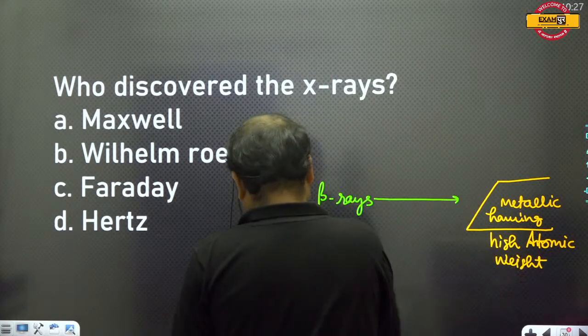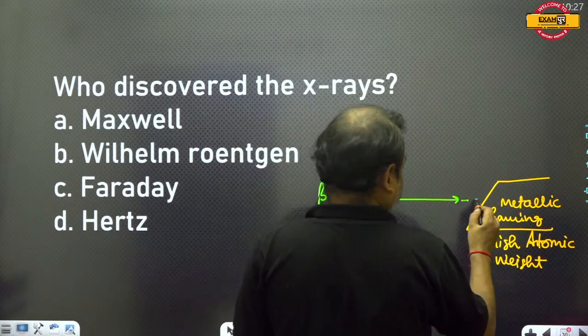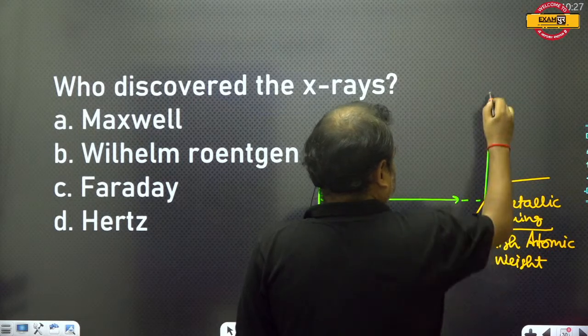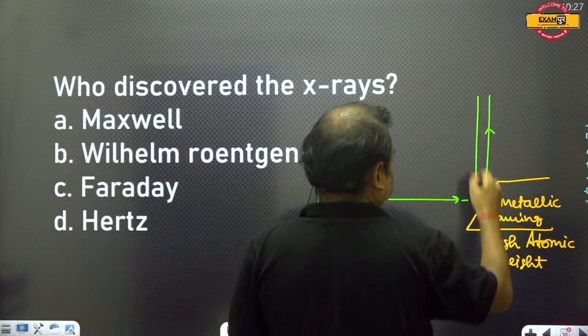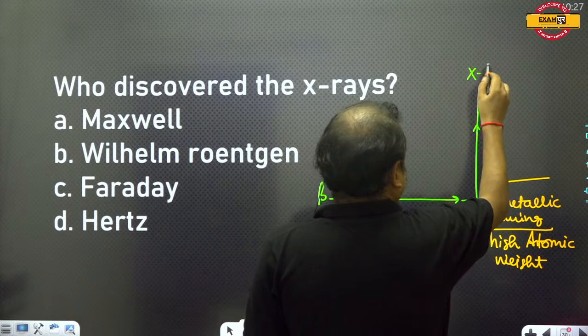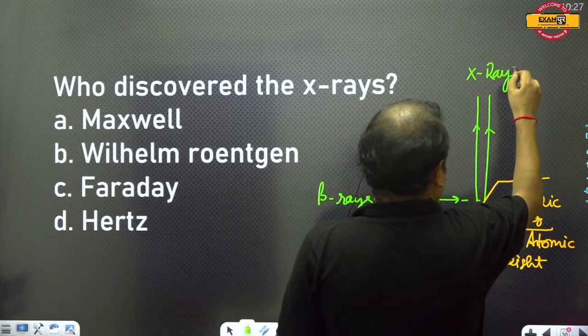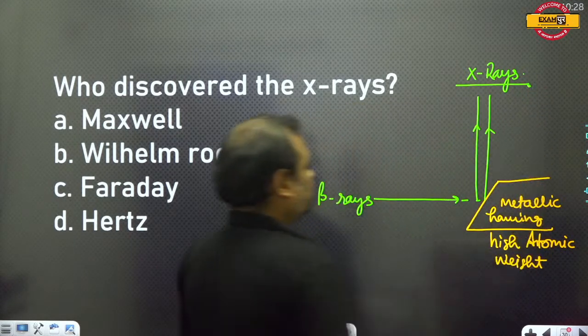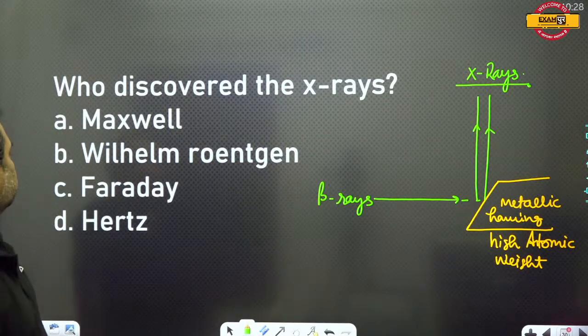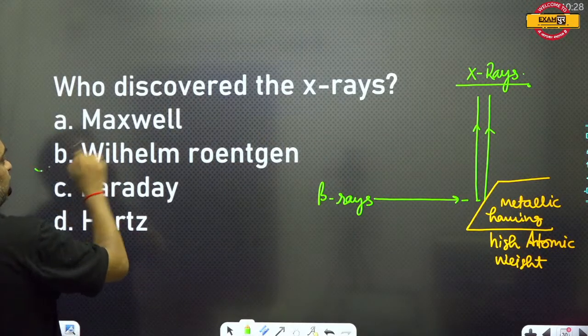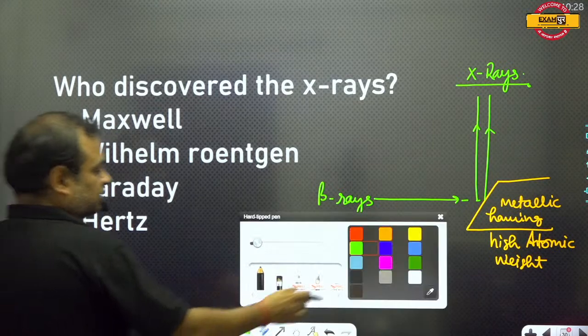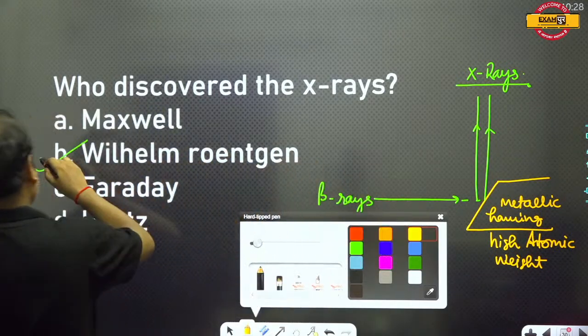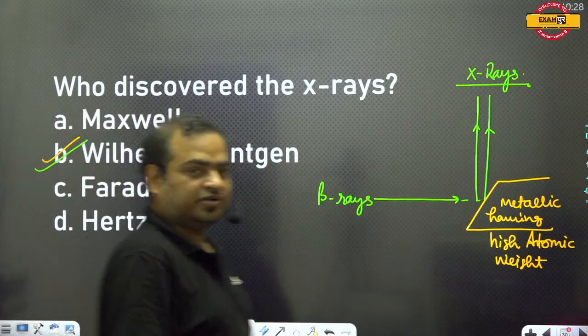Okay, so when these rays were struck, then X-rays were produced. So here Wilhelm Röntgen is the correct answer. He did it first time.